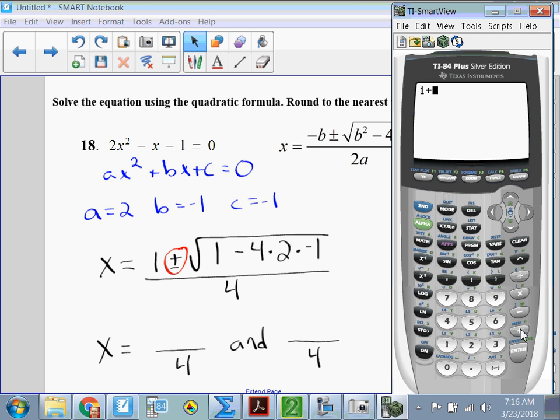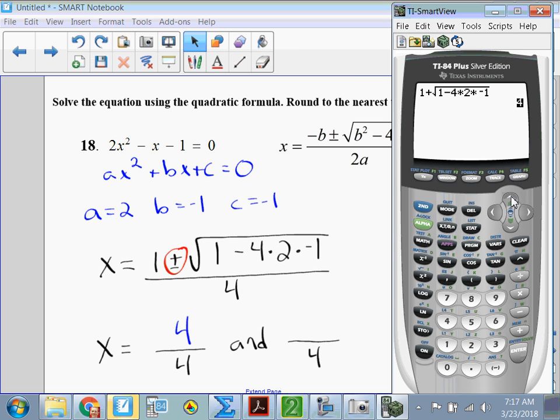So 1 plus the square root. If your calculator opens a parentheses here, that's fine. 1 minus 4 times 2 times -1. And I get 4. So 4 is the first one.